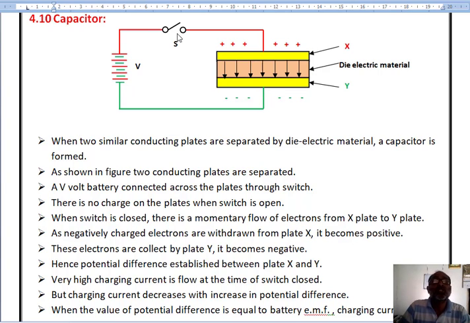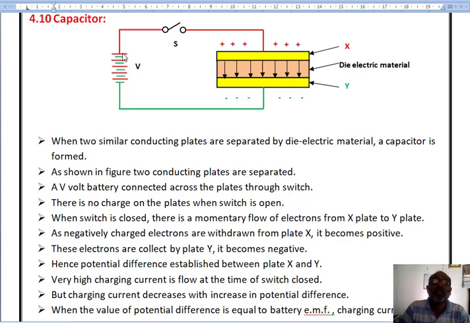Now if the switch is open, that means at that time there is no charge available on these plates. Do you understand? When the switch is open, there is no charge available on these plates. But when the switch is closed, due to the EMF of this battery, there is a momentary flow of electrons from the X plate to the Y plate.